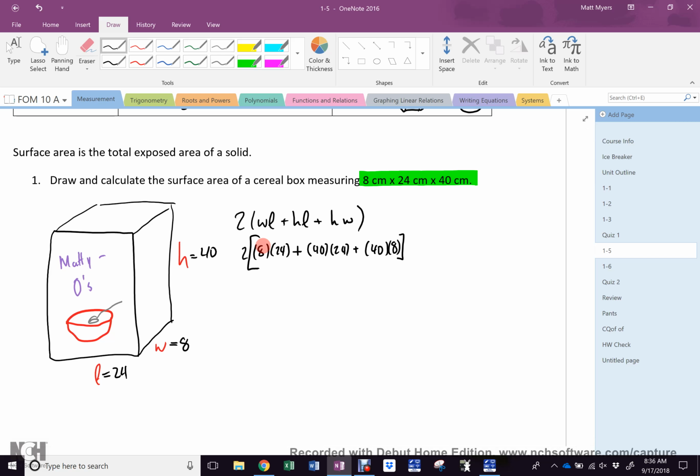Why does that work? Well, what is this cereal box actually composed of? How many rectangles? 6. So there's this side, correct? How would you find the area of that side?